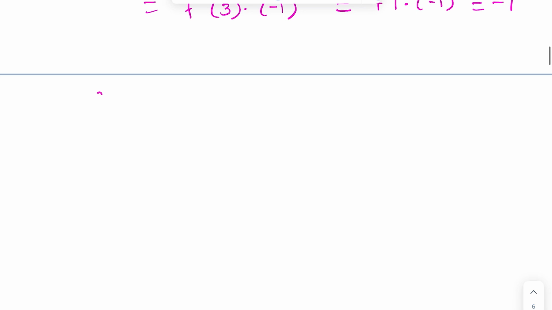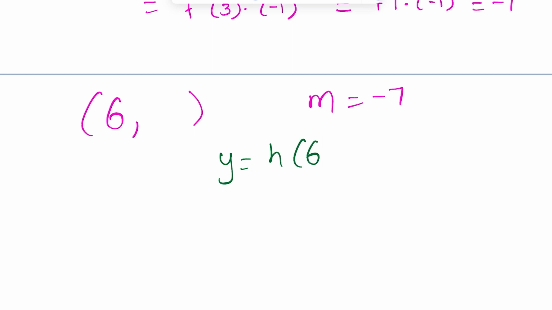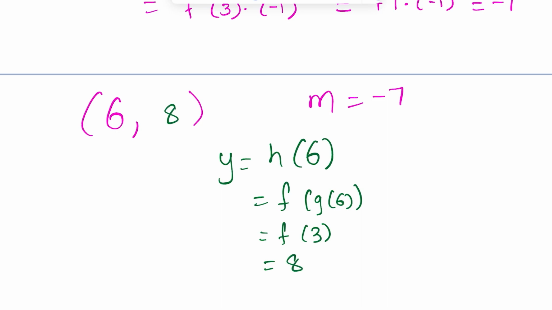Now I know the point is 6 comma something and the slope of the tangent is negative 7. I need to know the value of y. Y is nothing but h of 6. So plug in 6 there. What is h of 6? H is f of g of 6. G of 6 is 3, and f of 3 is 8. So the point is 6 comma 8.